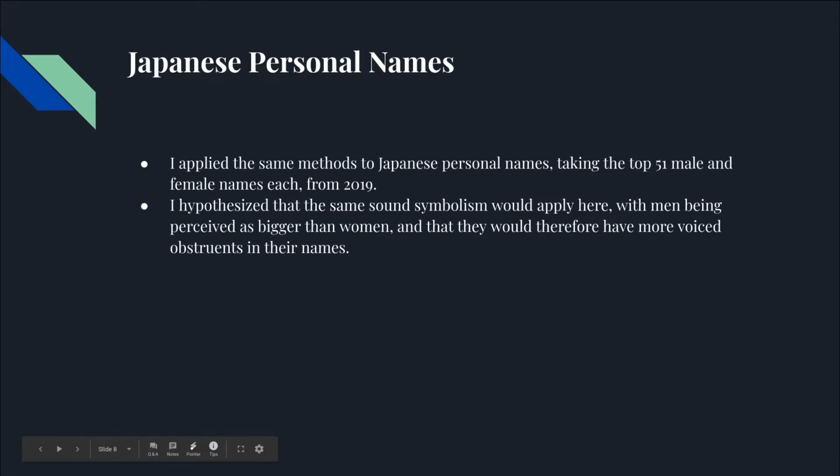Japanese personal names. So I applied the same method to Japanese personal names. So I got the top 51 male and female names each from 2019. And I hypothesized that the same sound symbolism would apply here, with men being perceived as bigger than women, and that they would therefore have more voiced obstruents in their name.